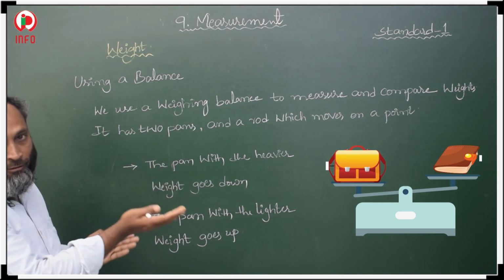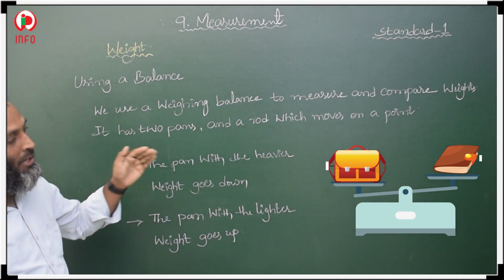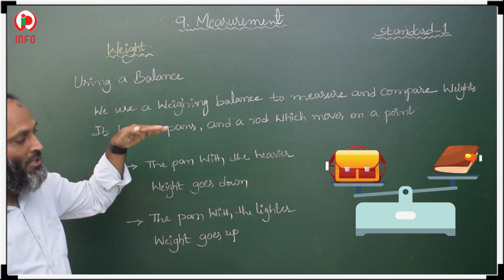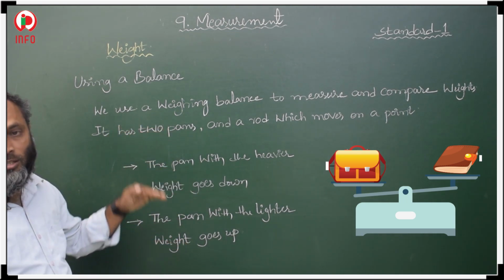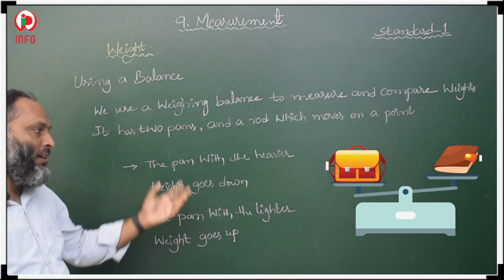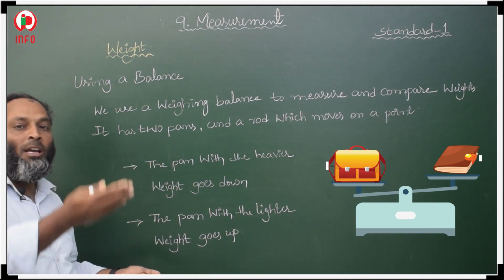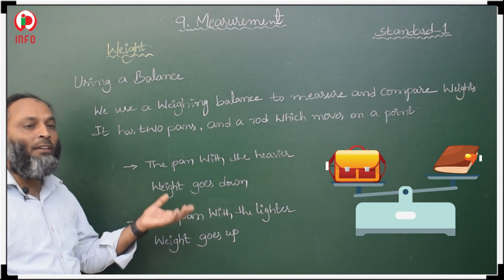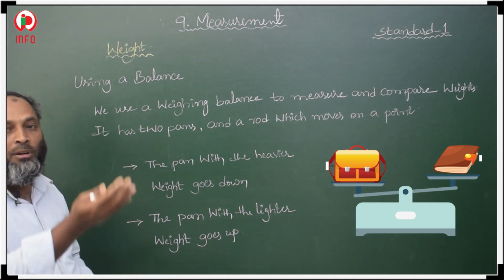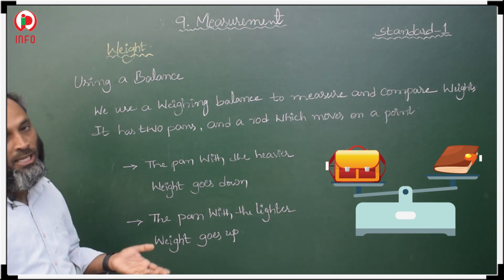Wherever the lighter weight object pan is, that moves up, and the heavier object pan goes down. So one is down and one is up. Which one is up and which one is down? The heavier object pan moves down and the lighter weight pan moves up. Okay. In this way we can find which object has heavier weight.